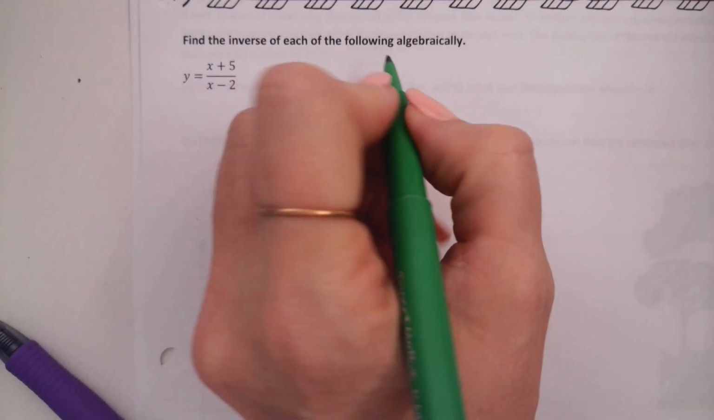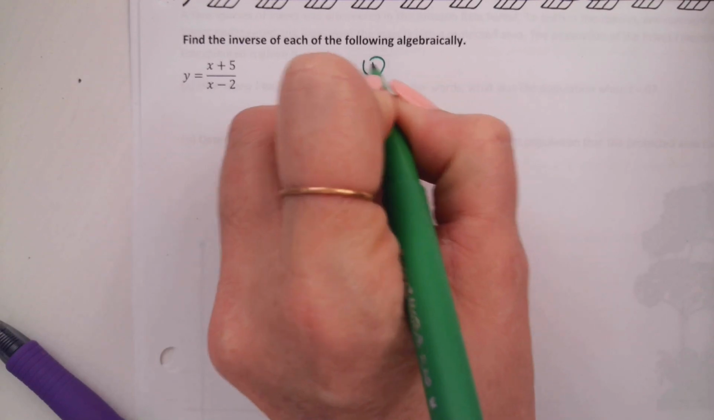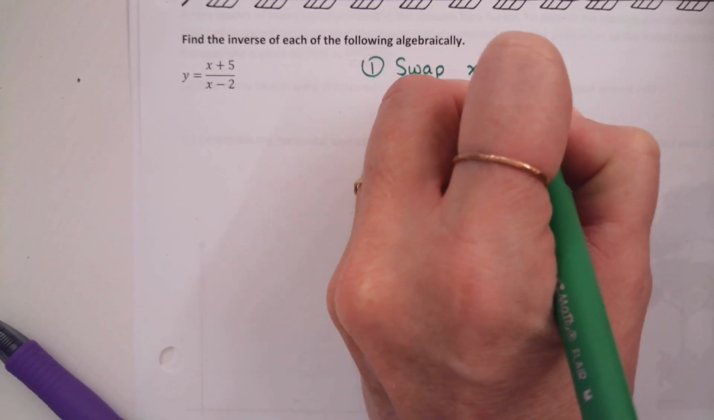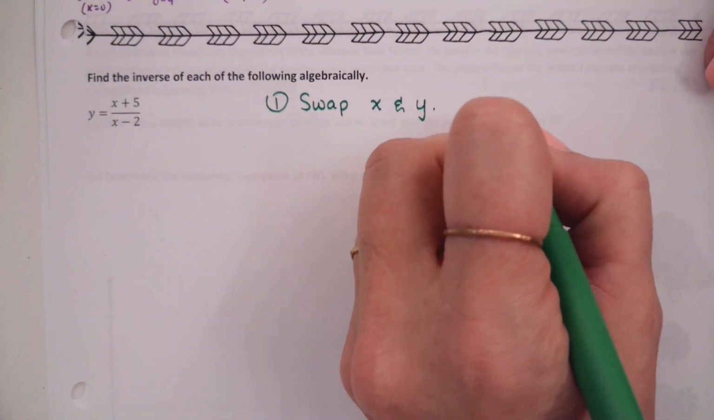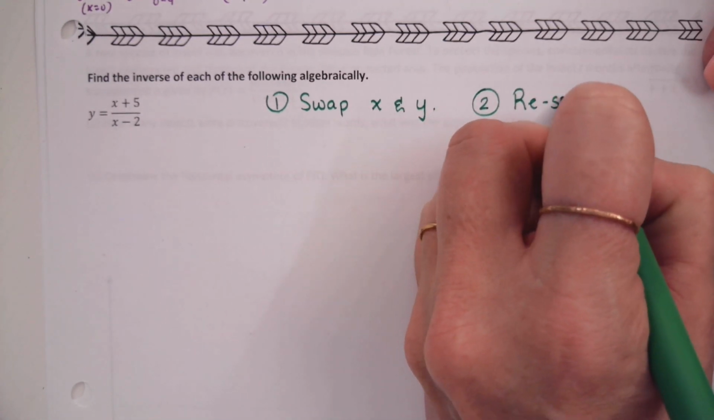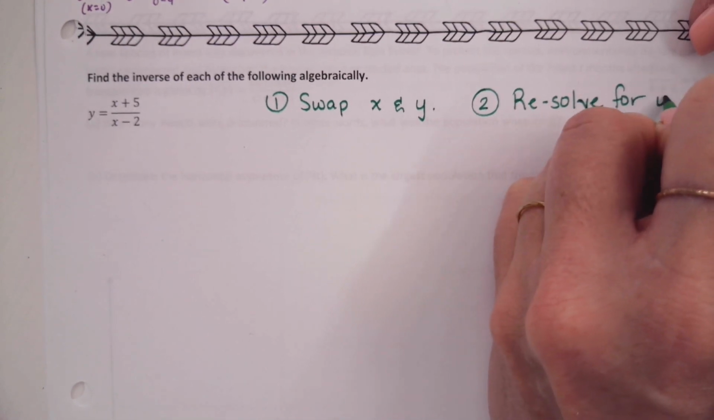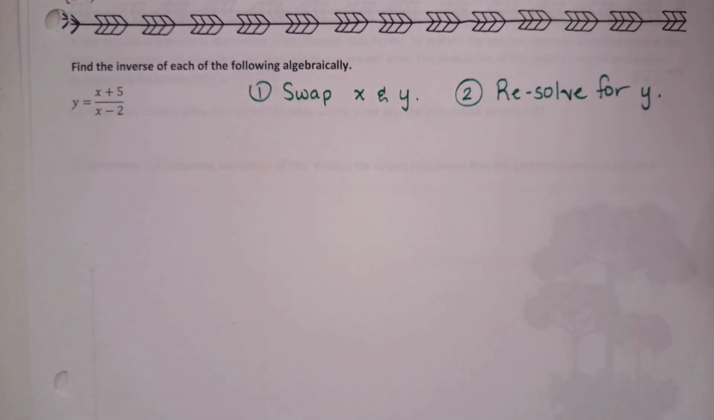First step always for finding an inverse algebraically is what? Switch x and y. Swap x and y. Okay, and then the second main step, after you swap x and y, what is your main goal? Resolving for y. Isolate y again. Good. Resolve for y.